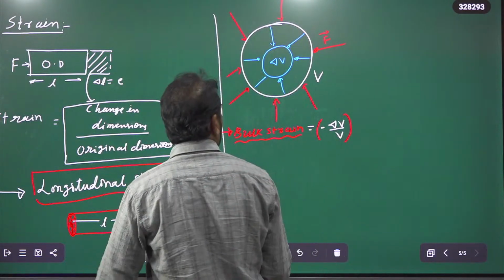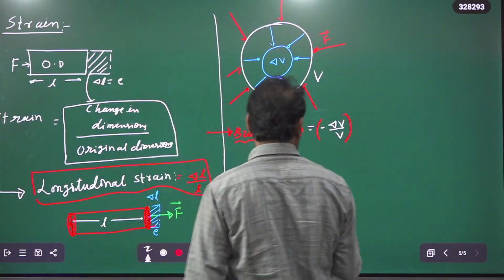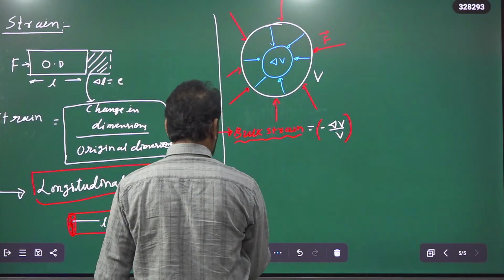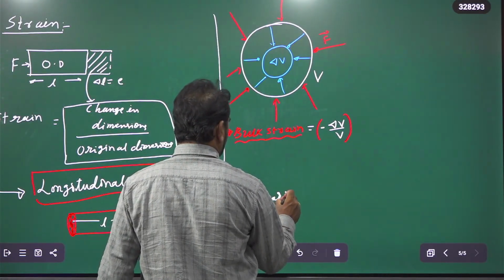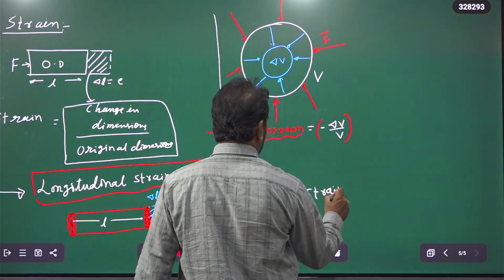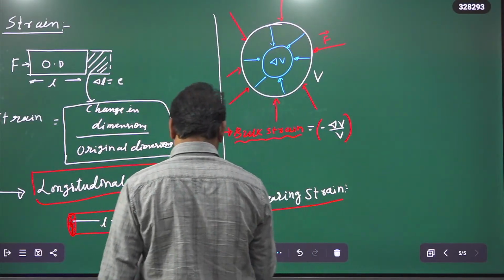Next, the third one is shearing strain. What is shearing strain? See here.